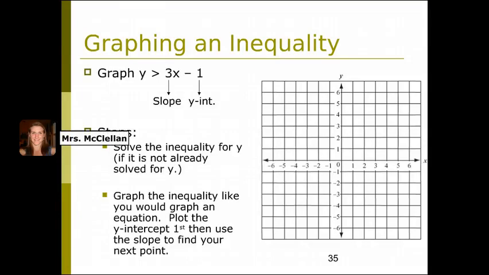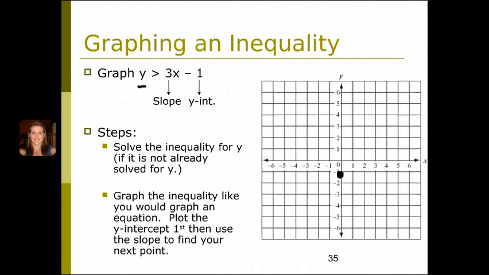Now we are ready to graph an inequality. The steps we take in graphing an inequality is first to make sure that the inequality is solved for y. In this case, our inequality is solved for y. We're going to locate our y-intercept, which is -1, and our slope, which is 3. First thing we're going to graph is our y-intercept. It is a point on the y-axis, remember, and it's at -1. There's my first point that I'm going to graph.